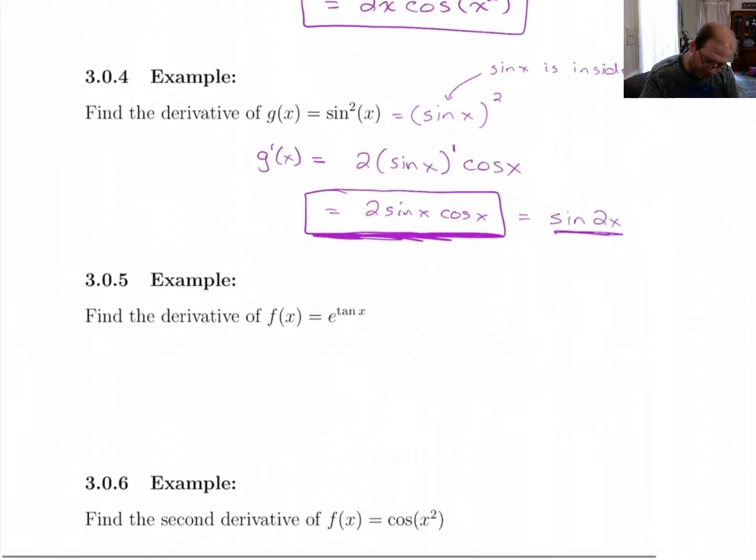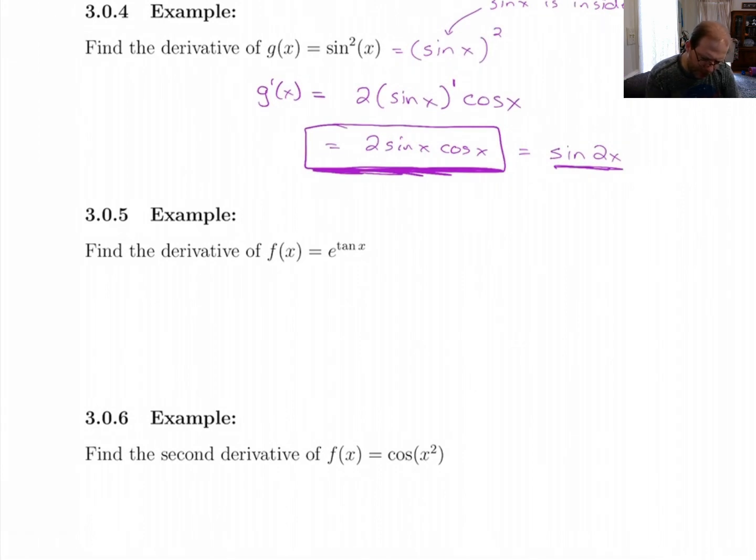All right, I want to do just a few more here. The derivative of f of x equals e to the tan x. On this one, it might not be totally obvious what the inside function is, because we don't have a set of parentheses or a radical or anything like that. But the inside function here is the tan. Tan x is inside.